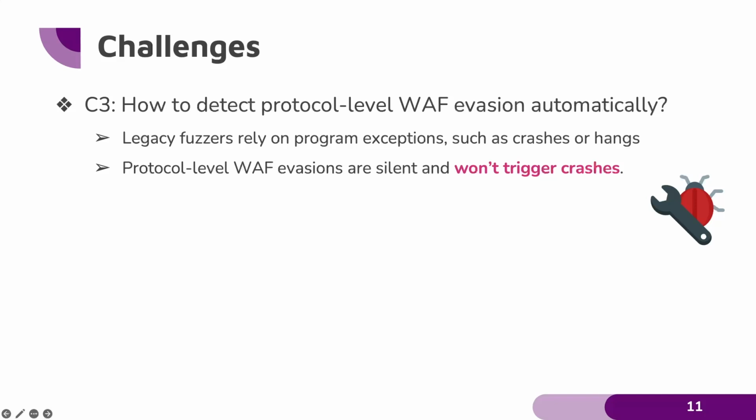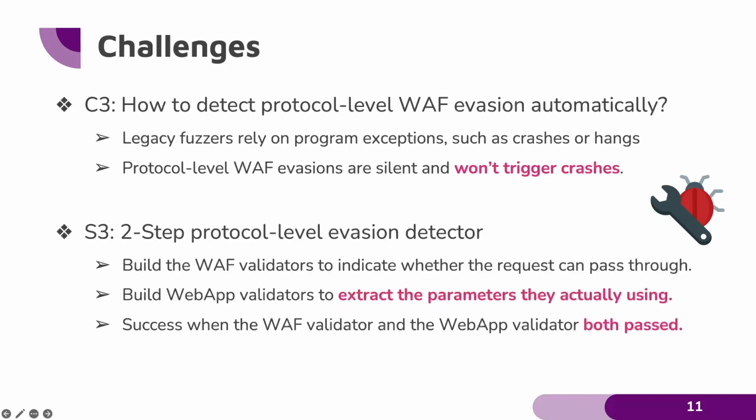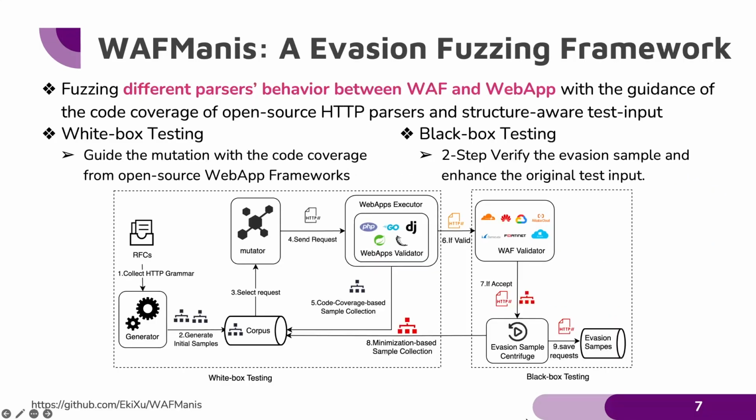We built the WAF validators to indicate whether the request can bypass through, and the WebApp validators to extract the parameters that this WebApp is actually using. The detector will collect the successful efficient samples when the WAF validators and the WebApp validators both pass. So here is our fuzzing framework to automatically mine product-level WAF efficiency, and we name it WAF Menace.